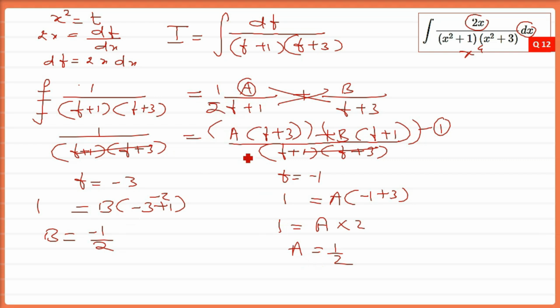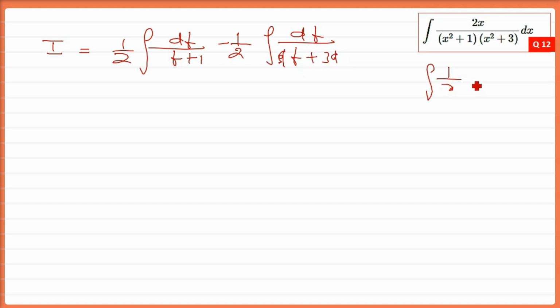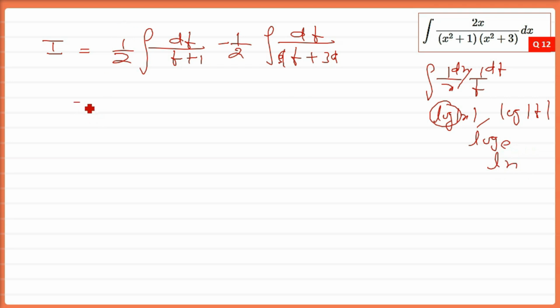So we'll place a as half and we'll replace b by negative half, and then we will integrate. So the integration will be like this: half integration of dt divided by (t plus 1) minus half integration of dt divided by (t plus 3). So we know integration of 1 by x or 1 by t with respect to dx or dt will always give you log, so log modulus of x or log modulus of t. This log is log base e. You can always write ln interchangeably in this place. So half ln modulus of (t plus 1) here, and then we have ln modulus of (t plus 3) here.